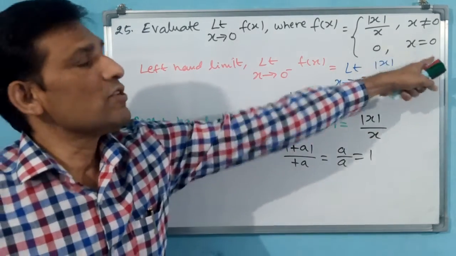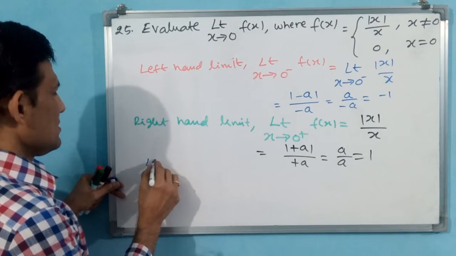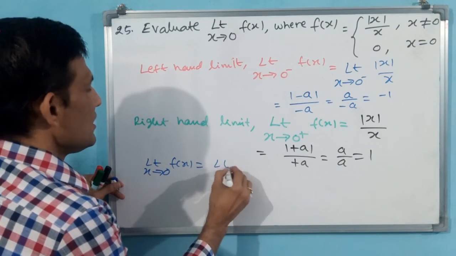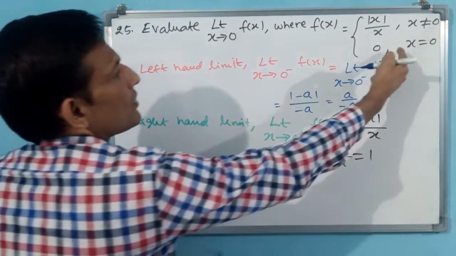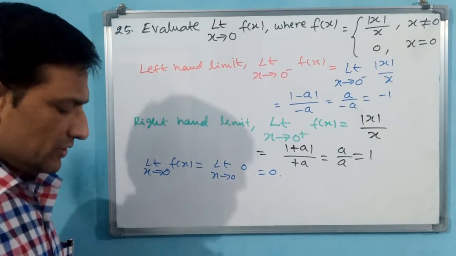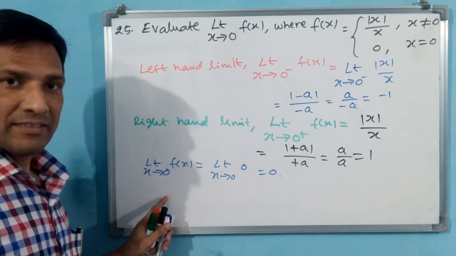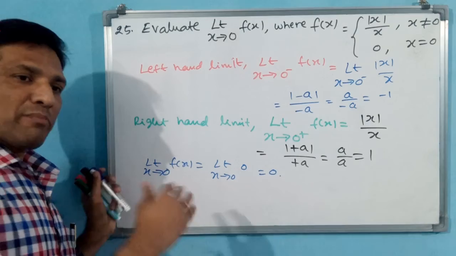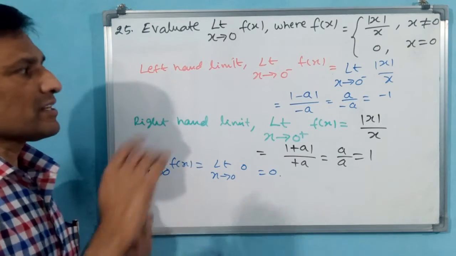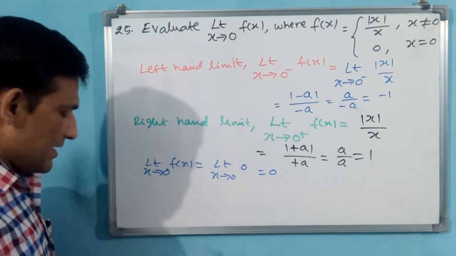What will 0 give? 0 is 0 only. That also you can write. Limit x tends to 0, f of x is equal to limit x tends to 0, 0. That is equal to 0. Okay. See, why we need to take this: in the last two questions we have not taken it. Only minus and plus we have taken. With minus and plus only, if both are equal, okay. If both are not equal, then not equal. That's all. Okay? Okay, write down.